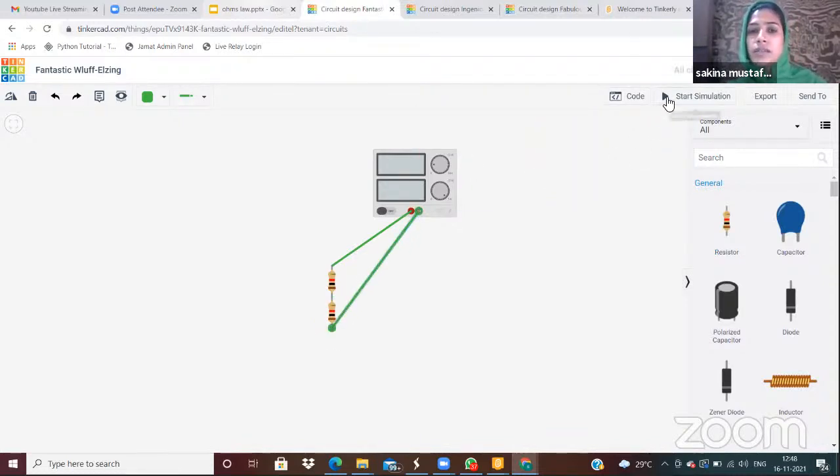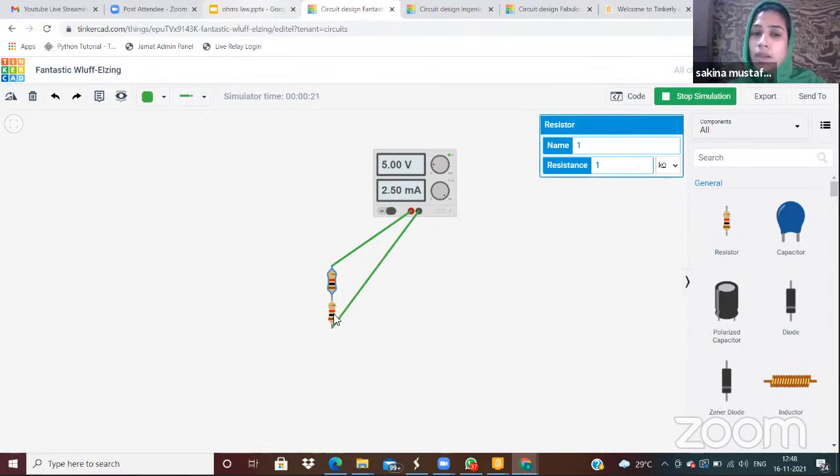So what is the current? 5 volt. And what happened to the current? When we are using only 1K, the current was 5. When we connected in the series, what happened? The resistances are added, right? We have discussed that in a series, the resistances are added. So here this is 1 plus 1, 2. So 2k ohm resistance is applied. So 2 into 2.5, it is 5.